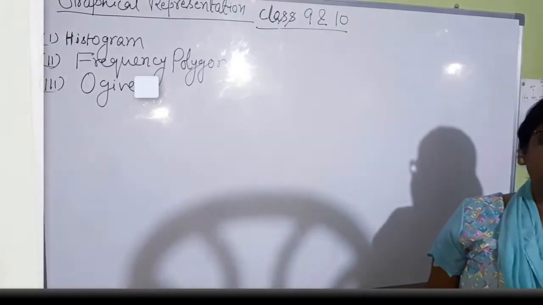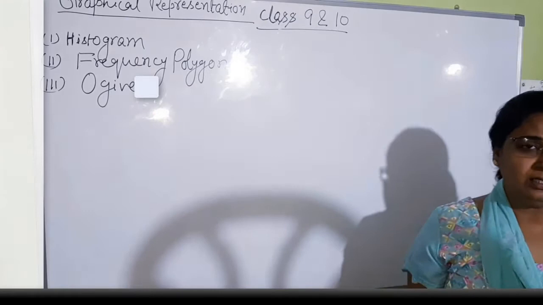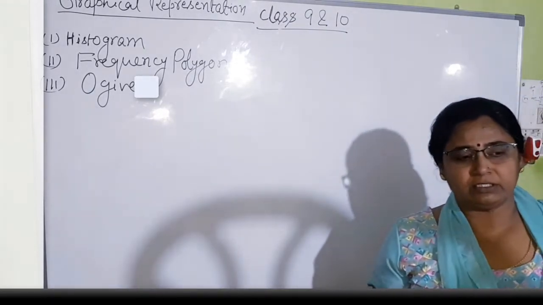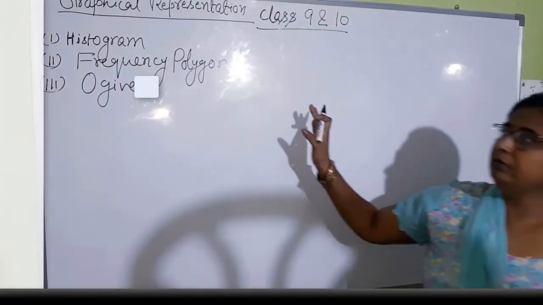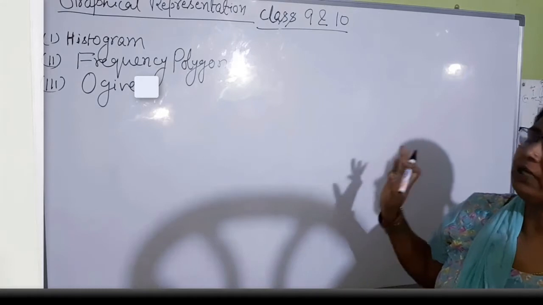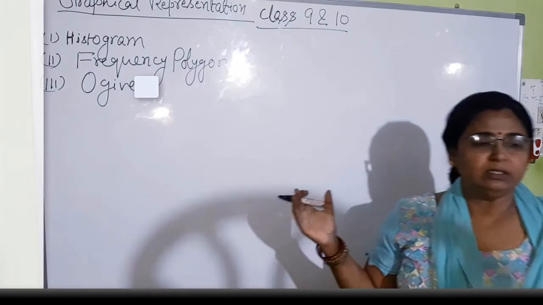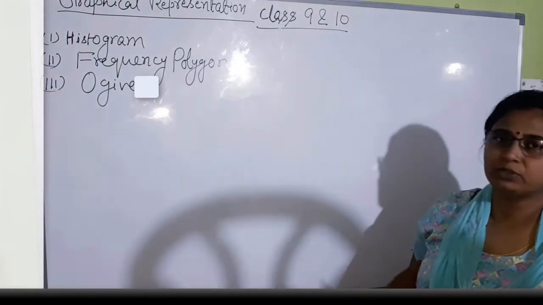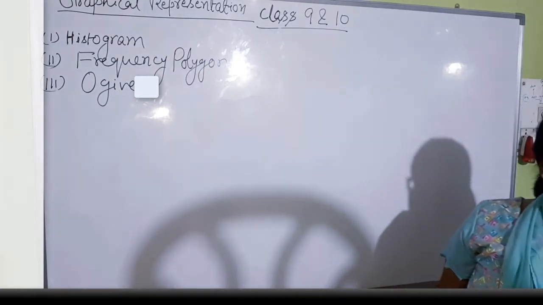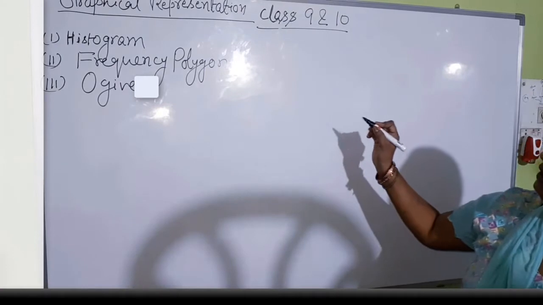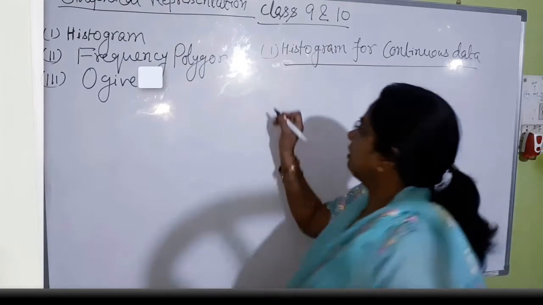There are two types of data, one continuous data and other discontinuous data, inclusive and exclusive. First, I am explaining continuous data, and after that in discontinuous data I will explain some different terms also, exclusive, inclusive. First number is continuous data.